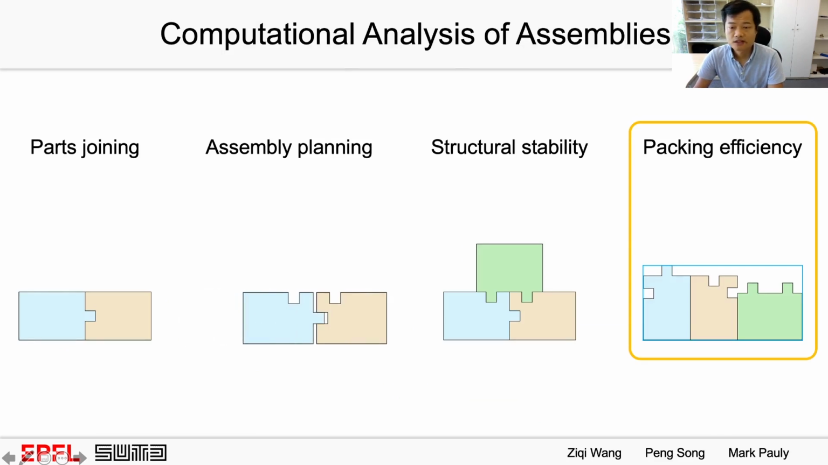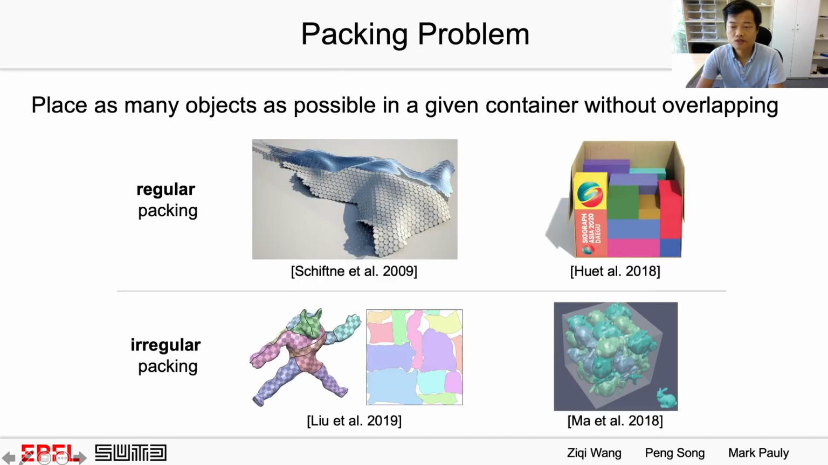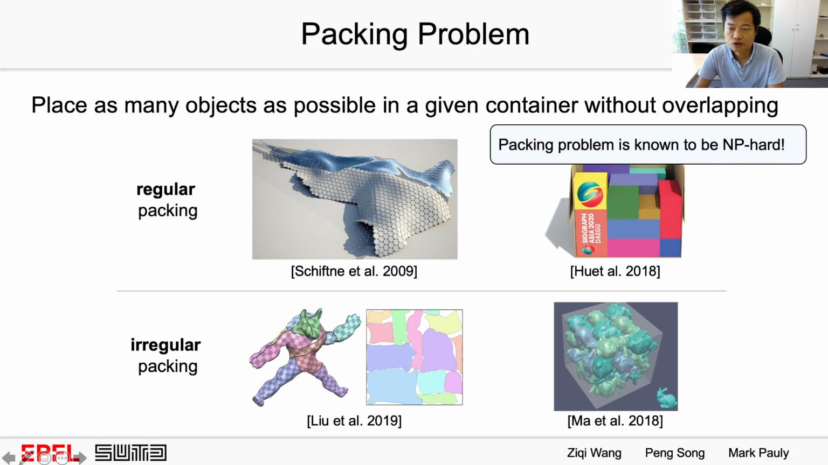Okay, now let's talk about the last aspect of assemblies, packing efficiency. The goal of packing is to place as many objects as possible in a given container without overlapping. Extensive efforts have been devoted to packing irregular objects into 2D and 3D containers. The packing problem is known to be NP-hard.